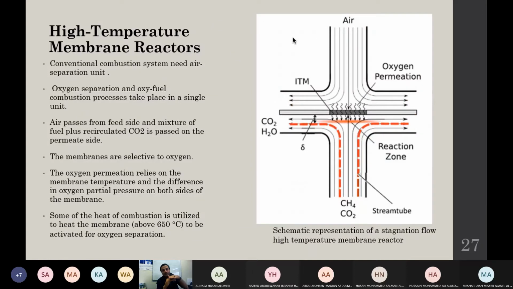Then on the other side we can have the fuel, and then we can have the combustion. Now we have the separation and the combustion in one unit. This membrane needs energy or high temperature to be activated to separate the oxygen. So now, beside the membrane, we have the combustion.